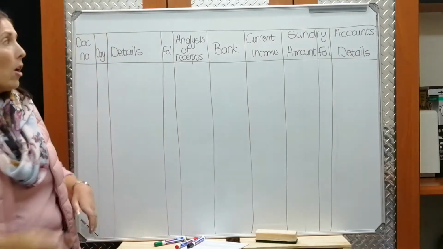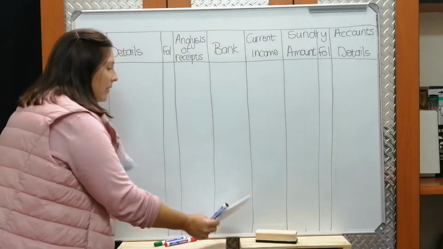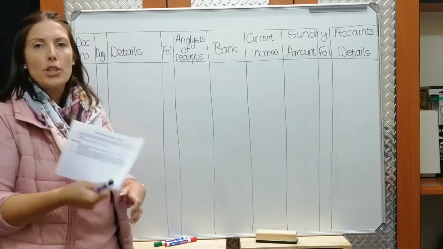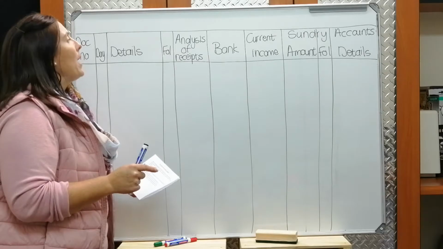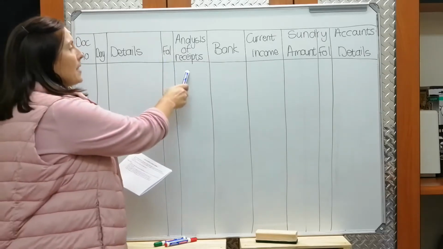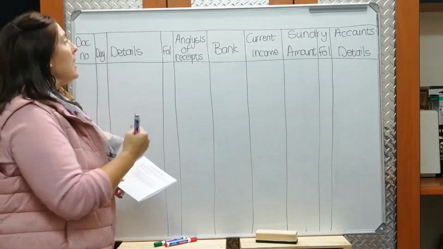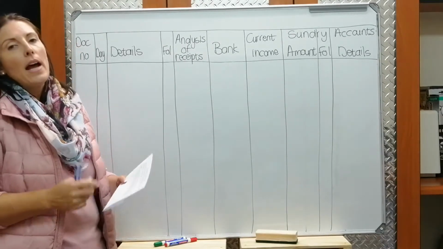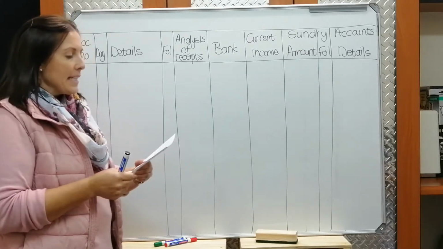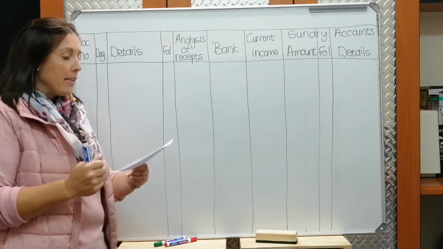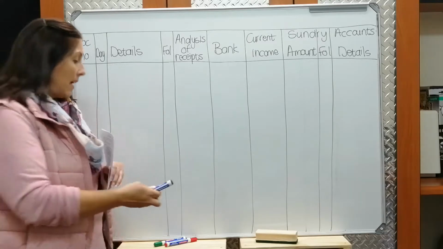So what we have here on the board is the format for the cash receipts journal, and this example was for Sparky Electricians. This is on the PowerPoint presentation as well. They said to us we must open columns for analysis of receipts, bank, current income, and sundry account. So let's see how we do this journal, and I'm going to do this example with you on the whiteboard. They said we must close off the journal at the end of the month, which we will do, and this is for March 2019.